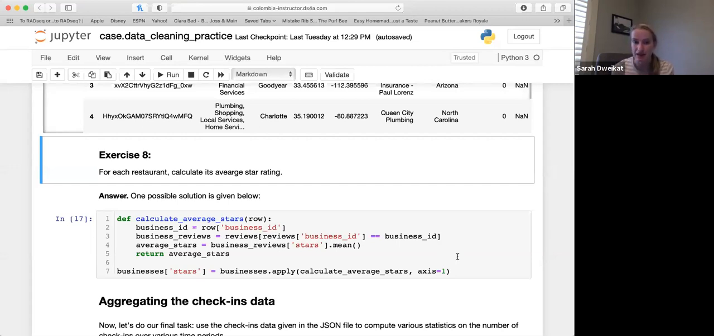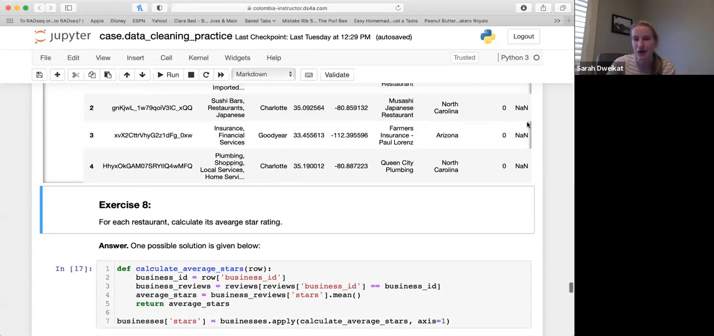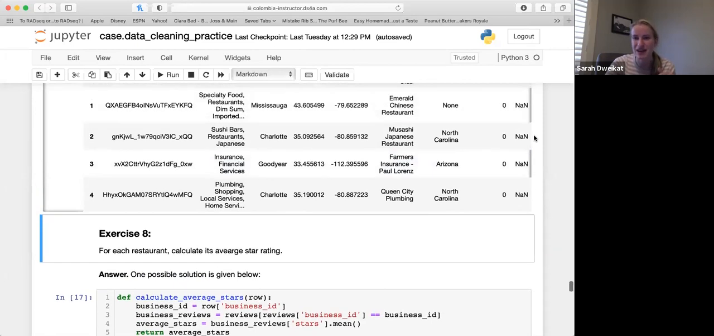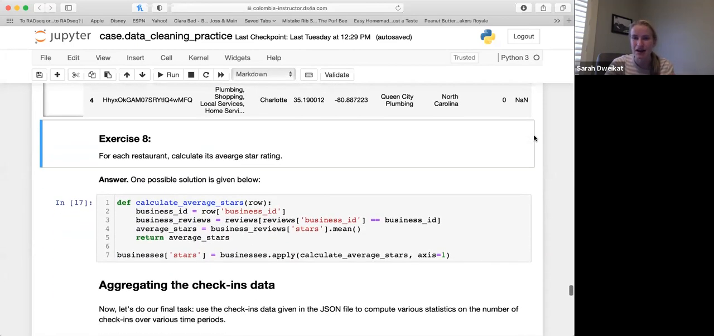If we have matching business IDs, we want to take the mean then. So our average stars is going to be this business reviews variable that we defined right here for those multiple of the same business ID. If we had 5 of the same business IDs, we want to take the stars column for those 5 and take the mean. So this is how we get our average stars. The output isn't super helpful here because we have NaNs, because we don't have reviews.